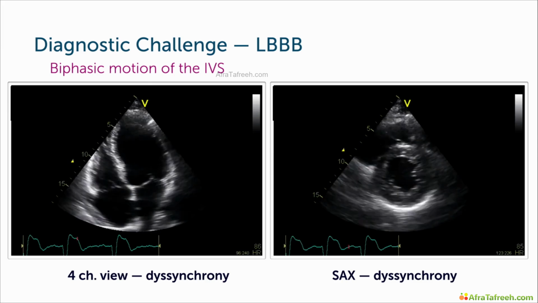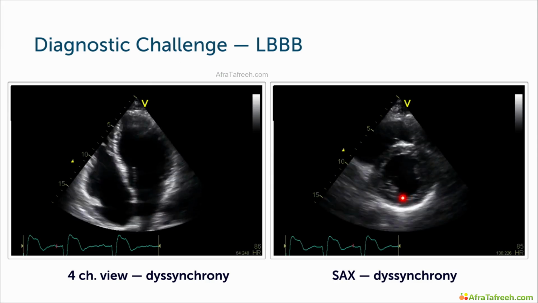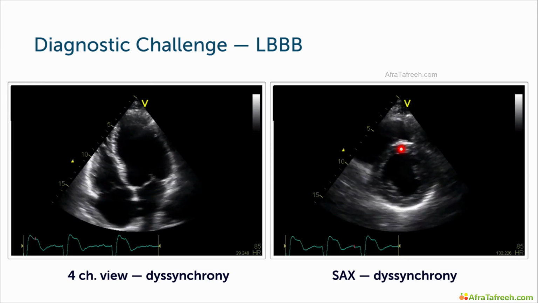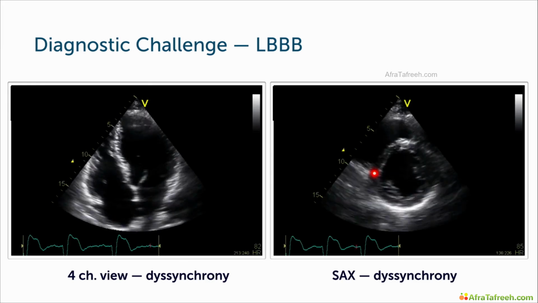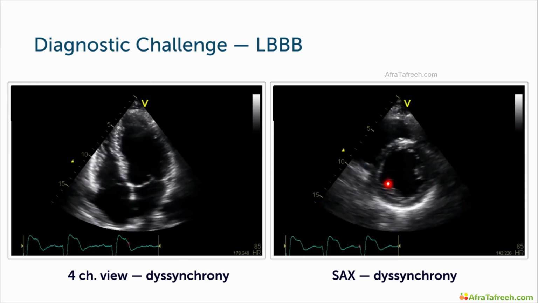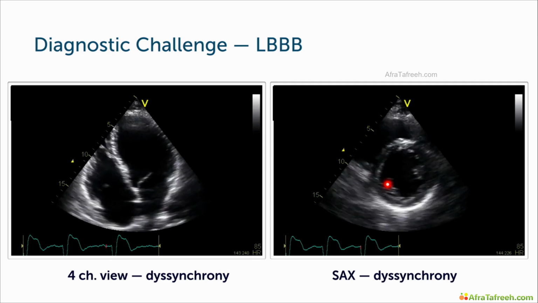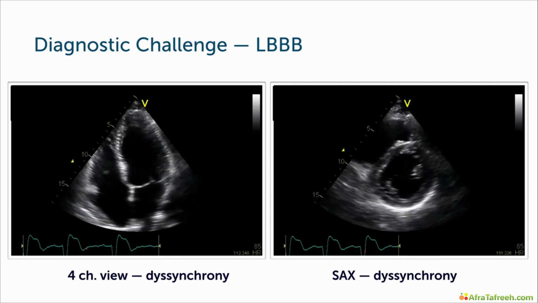And the same is true here in the short axis view. Contractility looks quite normal here, but the septum looks awkward. You might even think that there's a regional wall motion abnormality here. Another differential diagnosis to patients with left bundle branch block.